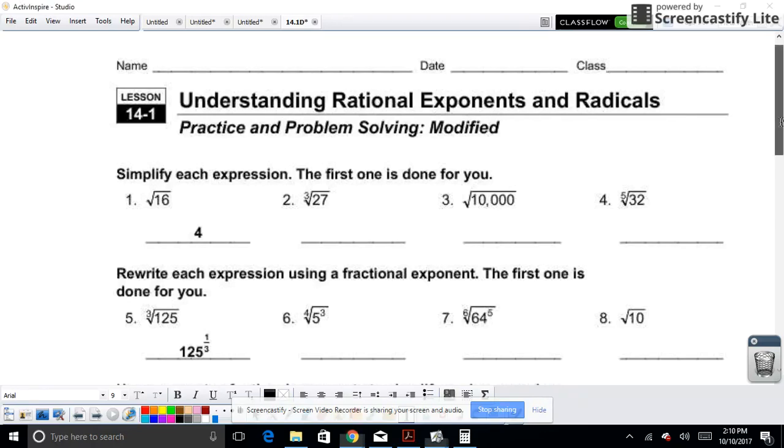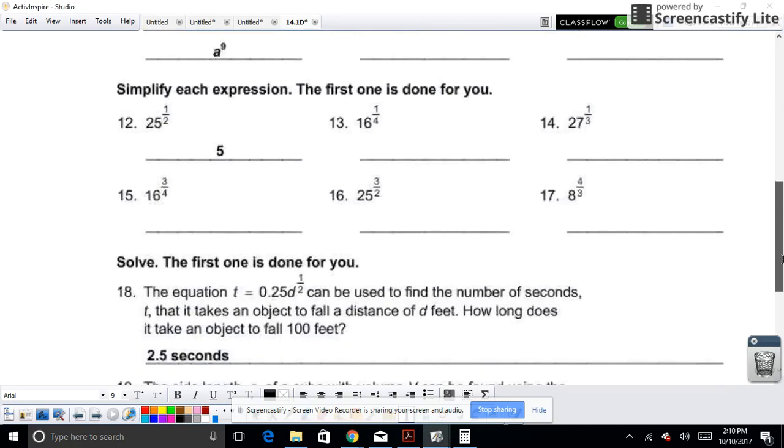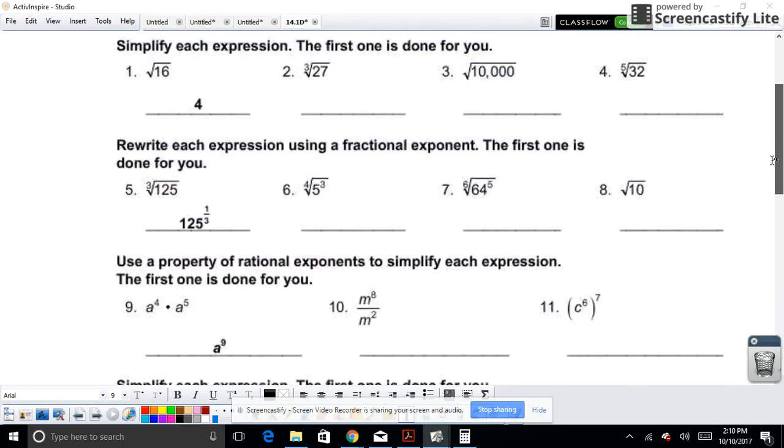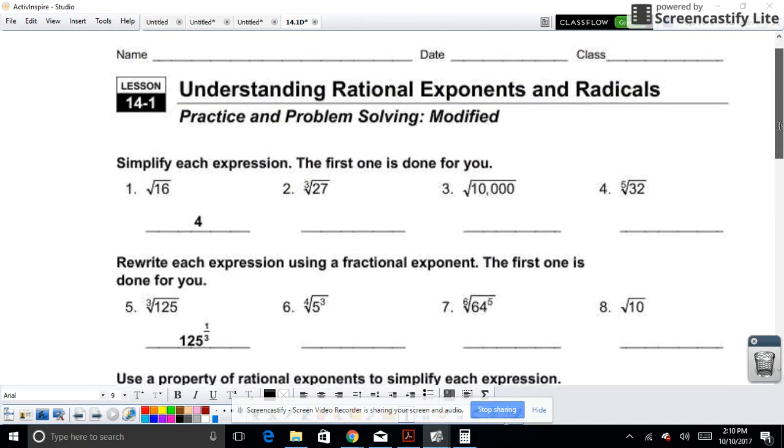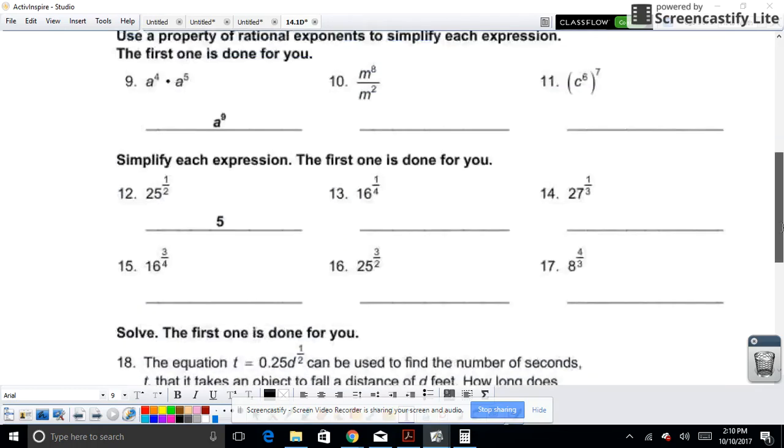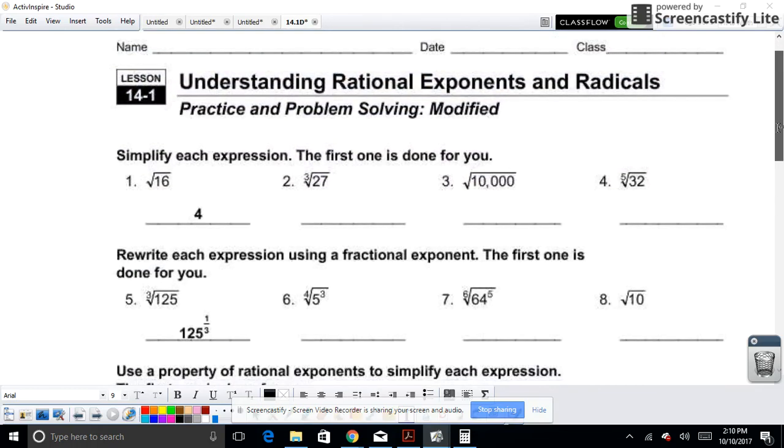So this is a lot like the work we've been doing in class. In fact, this is the sheet that you should already have. All right, so moving on. This video is not going to be very long. I'm just going to point out some things to make sure you can get your work done tonight.